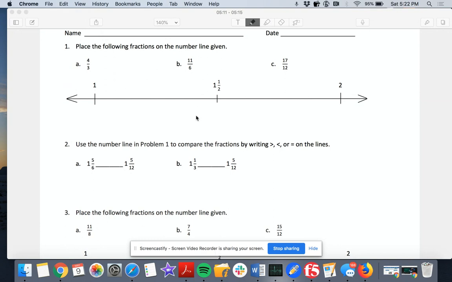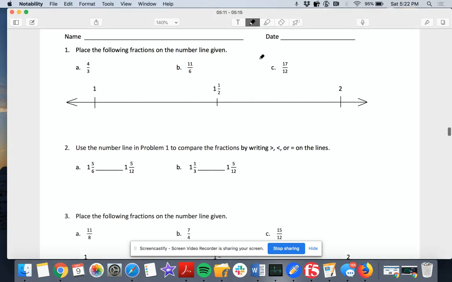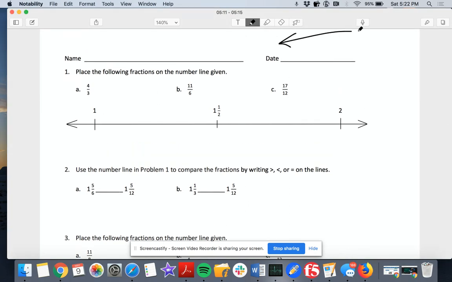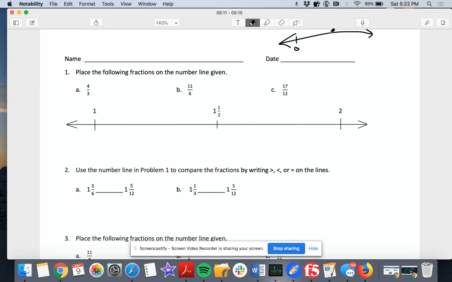Today we are going to be doing essentially the exact same thing that we did yesterday. The only difference is our number line looks a little bit different. Yesterday our number line started off with 0 and then we went to 1/2 in between 0 and 1. Today, instead of starting off at 0, we start off with 1 and go to 2, and in between 1 and 2 is 1 and 1/2.